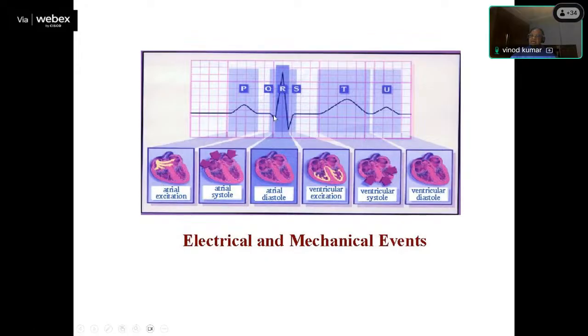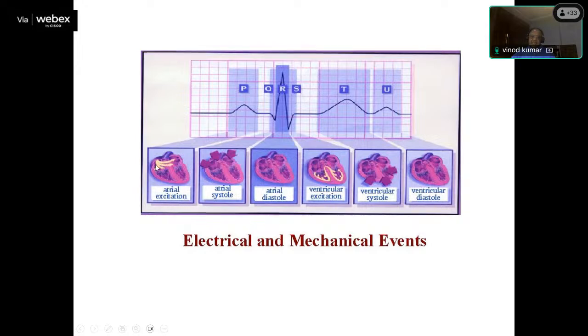This is the electrical signature of the heart. So the heart has two functions. One is the electrical signature. The second one is the mechanical pumping action. So when a particular portion is excited, the muscles try to contract. When the muscles contract, they squeeze that chamber. When that chamber is squeezed, blood flows from that chamber to somewhere else. So this gives a correlation between the ECG signal and the mechanical activity of the heart.